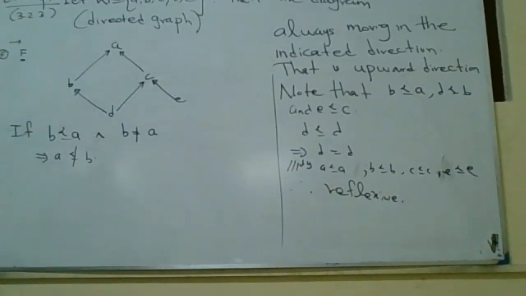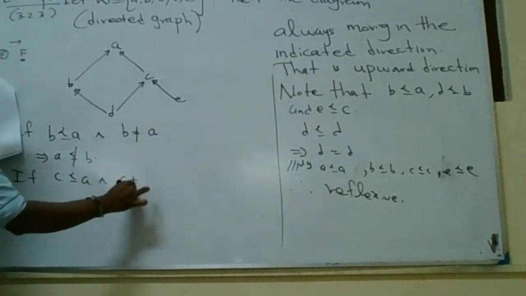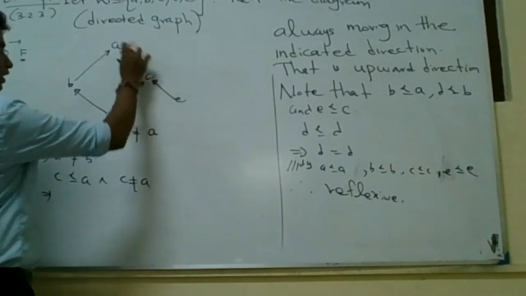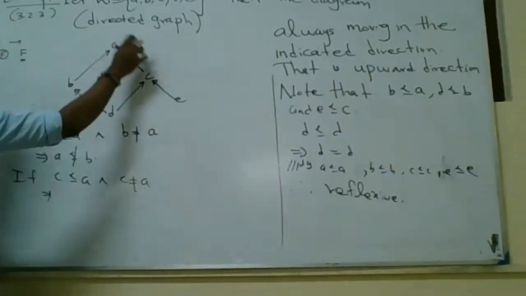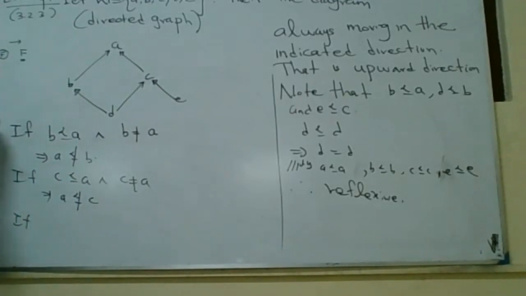This one satisfying means true, false, false. Therefore, this antisymmetry. It's not a unique case. There are so many cases. If C precedes A, but C is not equal to A, you take C precedes A. C precedes A is okay. But C is not equal to A, and A must not precede C. Like this.